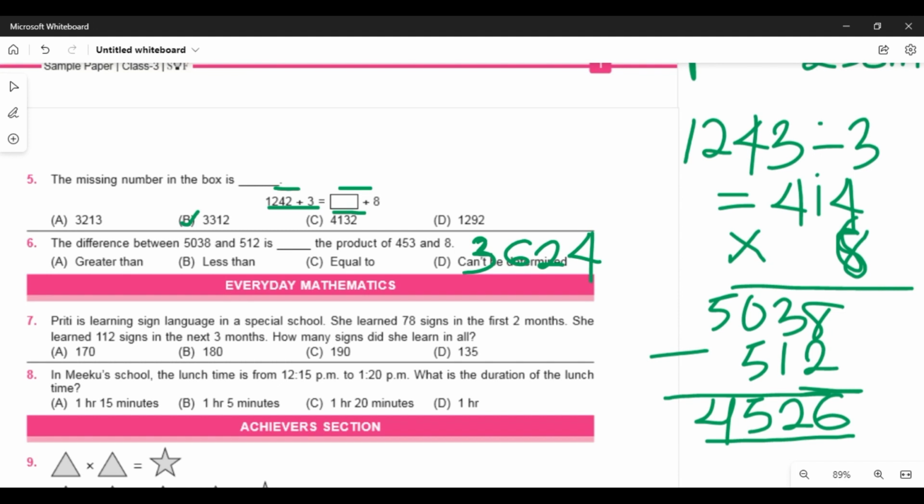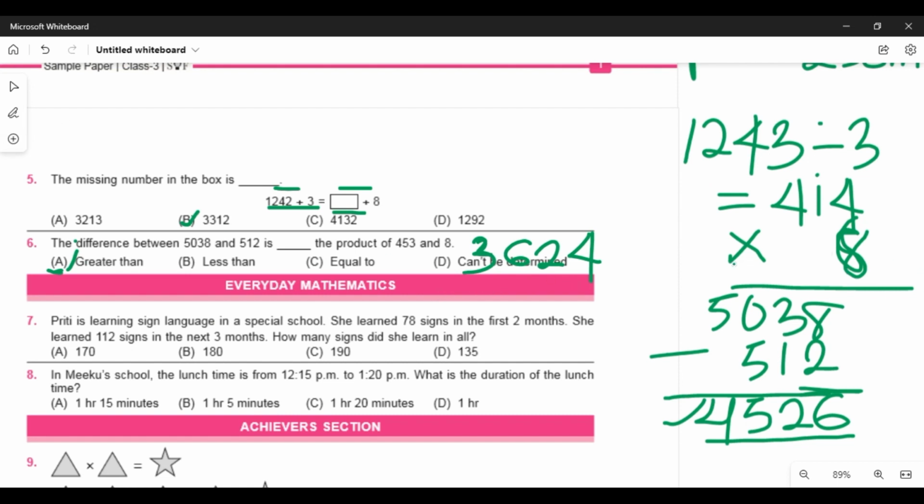So if we check there, the difference of this, is it greater than, is it less than, or is it equal to? We can see that this value here is greater than this value here. So the correct option is option A.